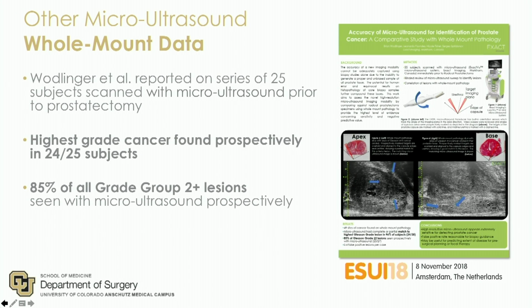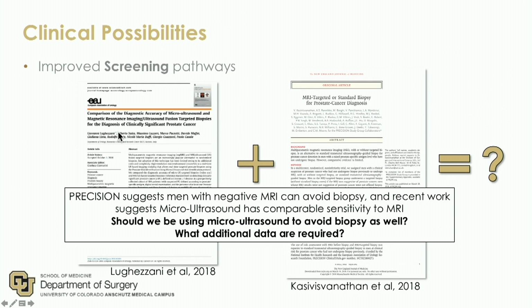As for whole mount data, we were not the only ones. Dr. Wodlinger from Toronto has done a nice job of looking at this prior to radical prostatectomies. They nailed 24 of 25 high-grade cancers and found 86% of the grade group 2 lesions. Other publications, this is the one that everybody's been interested in, the PRECISION trial.